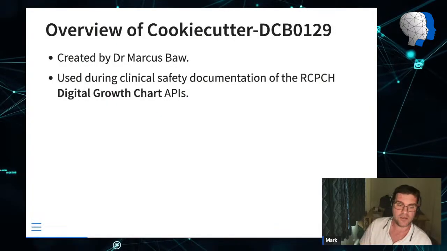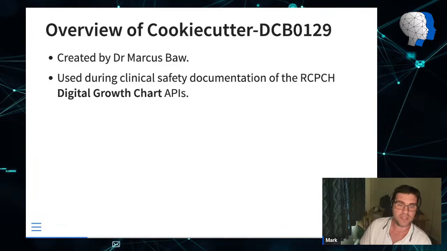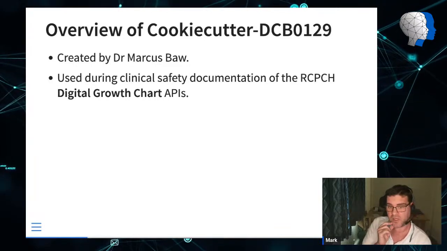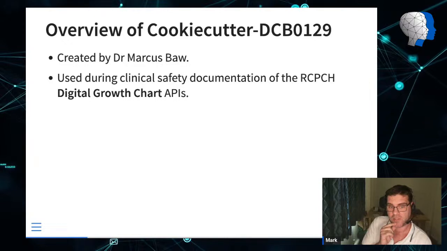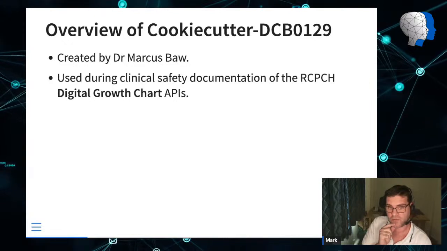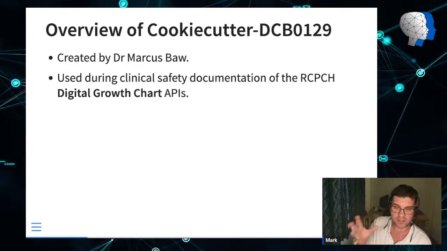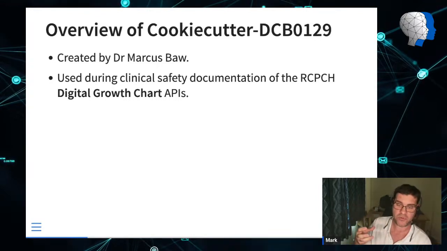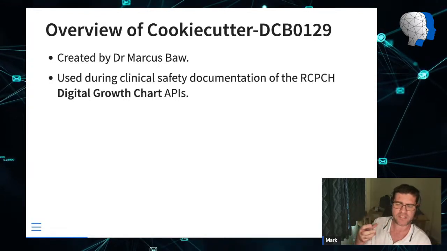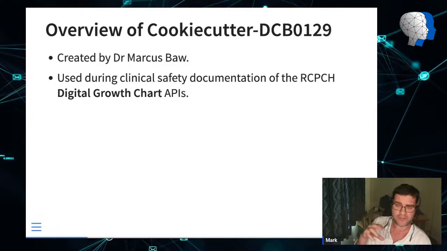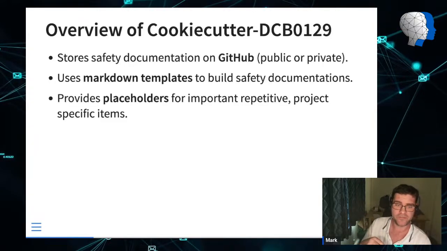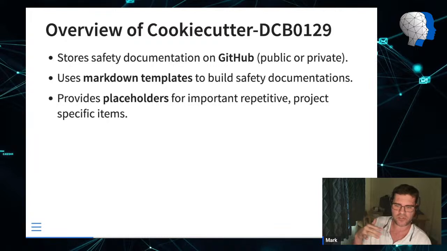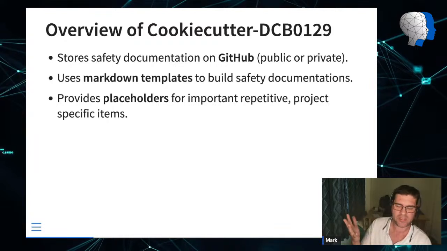It was created by Marcus Bohr, and it was used during the clinical safety documentation of the Royal College of Paediatrics and Child Health when they were building the Digital Growth Charts API. There was Marcus and a small team that were working on that, and they wanted to streamline and improve the processes around clinical safety with digital systems. And at its backbone, it stores the documentation on GitHub.